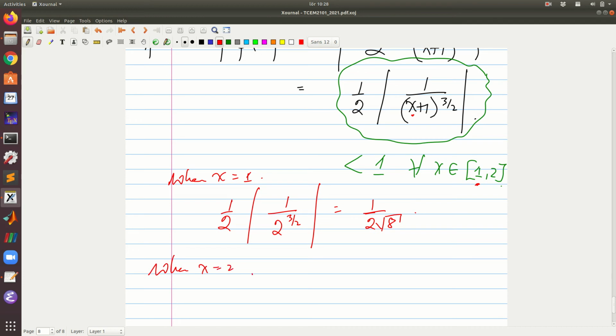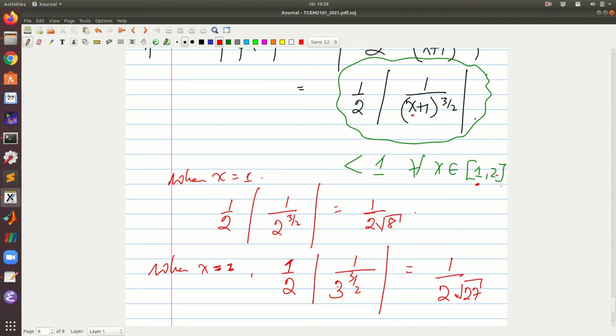Then let's see, when we substitute in x equals 2, what do we have? We have 1/2, then 1 over, what is 2 plus 1, that is 3 to the power 3 over 2, which is going to be 1/2, then 3 to the power 3 is 27, then this is root of 27.